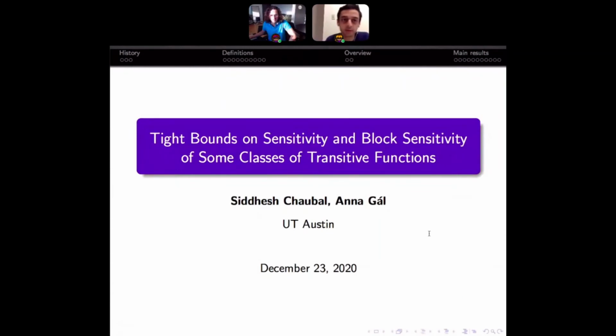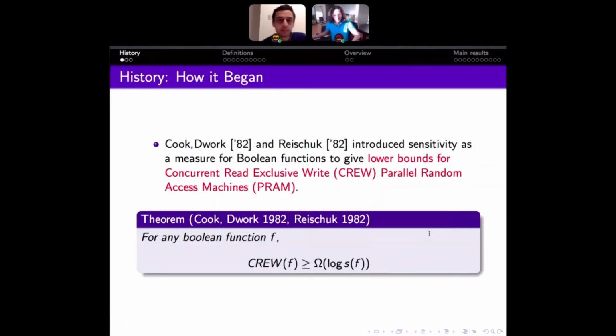Right. So this talk is about tight bounds on sensitivity and block sensitivity of some classes of transitive functions. So we'll begin with some history.